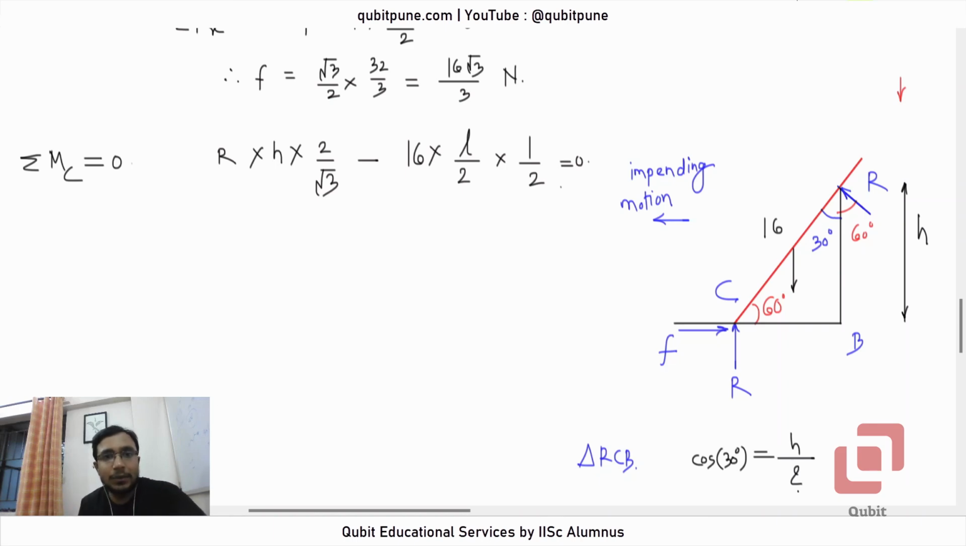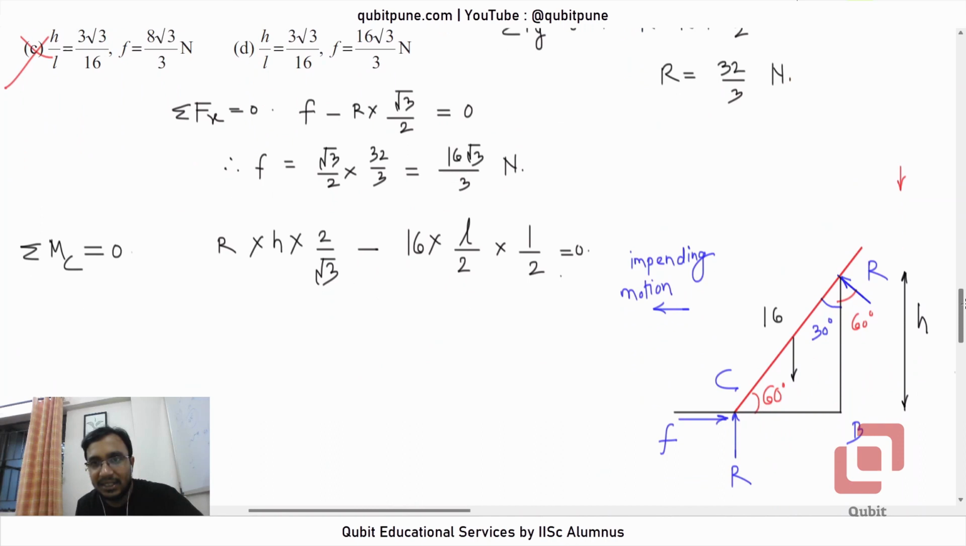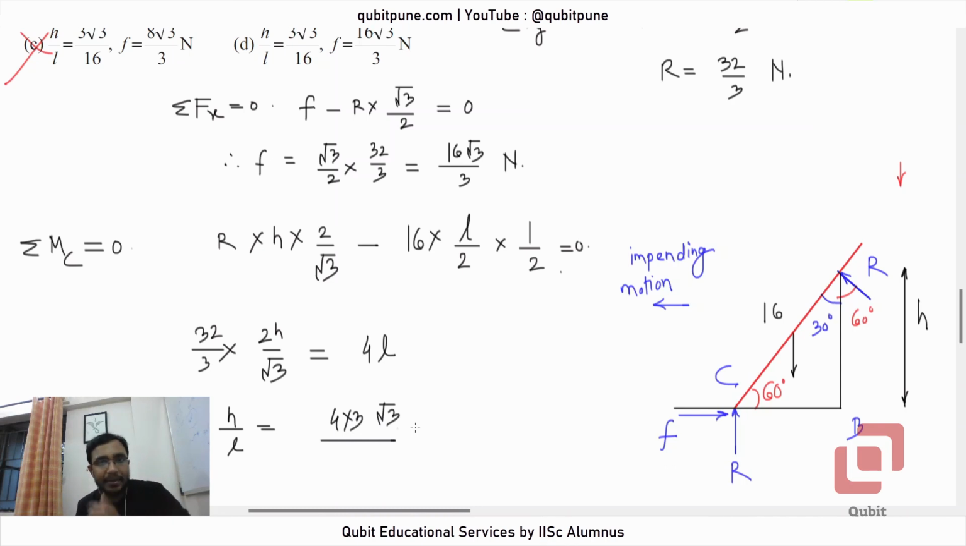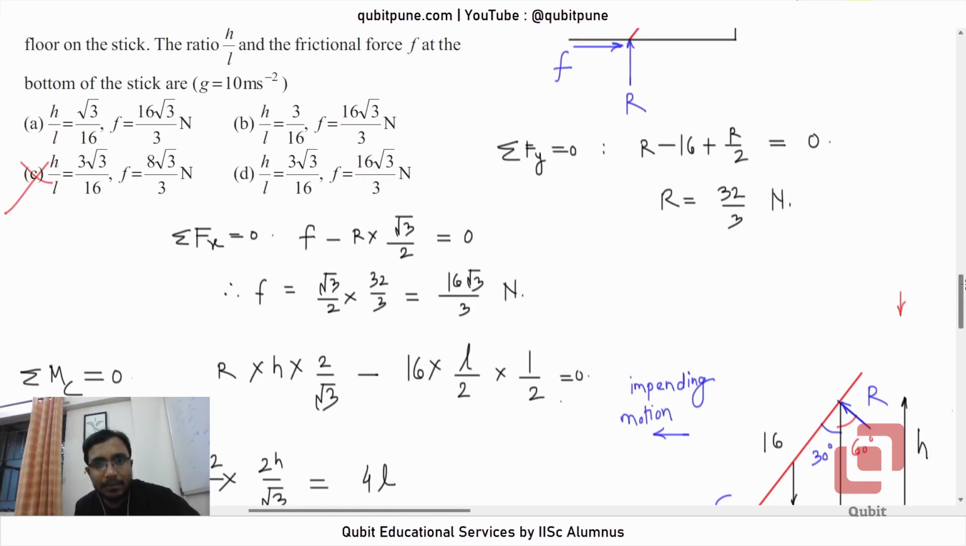Now what do we want? Do we know R? So R is 32 by 3. So 32 by 3 into 2h by root 3 equal to, send this to other side, 4L. They ask us to determine h upon L. So h upon L will be 4 into 3 root 3 upon 64, or 3 root 3 upon 16.